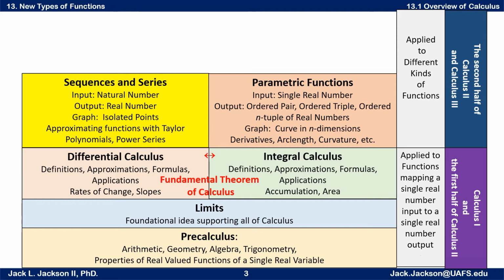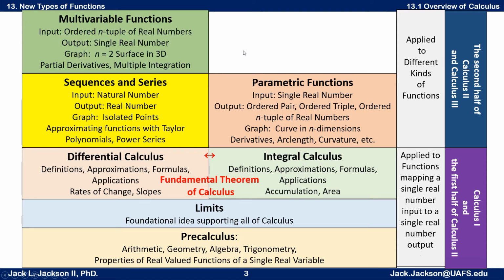Now we could also have the input being a single real number, our parameter, and the output being an ordered triple, and now the curve is traced in space. And we could extend this to higher dimensions as well. We did some calculus with those, perhaps in Calculus 2, and if not, we'll do it in Calculus 3, where we talk about derivatives, arc length, curvature, and some other things with that, and of course limits.